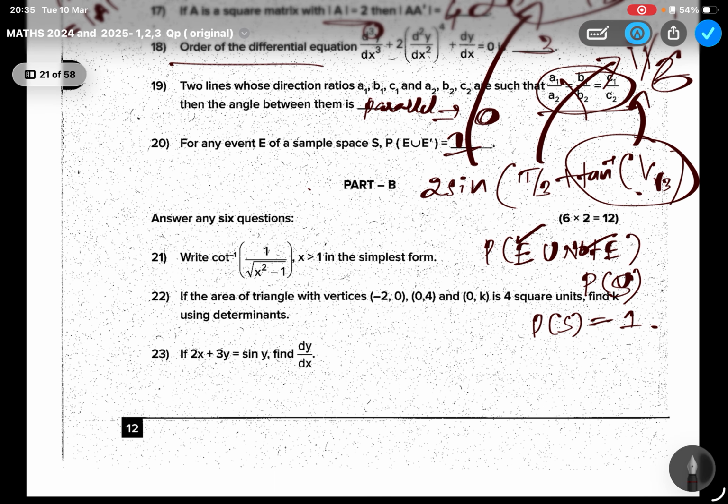I hope these three question papers are clear. The 2024 papers 1, 2, 3 are completed. Thank you.